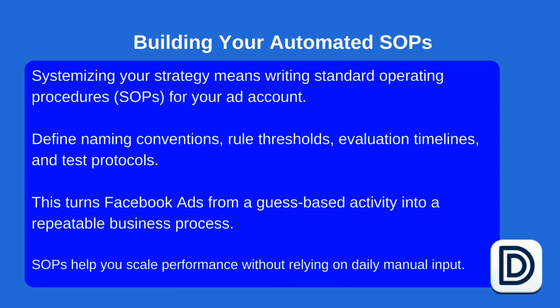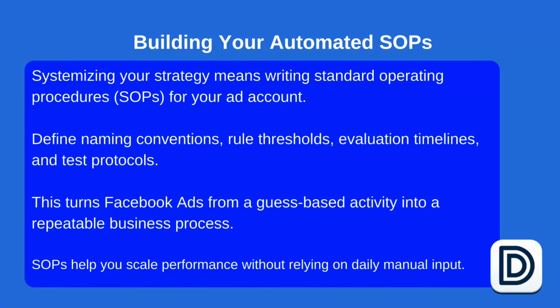So now let's talk about building your automated standard operating procedures. Systematizing your strategy means writing standard operating procedures for your account. You want to define naming conventions, rule thresholds, evaluation timelines, and test protocols. Write this down. I highly recommend pen and paper, and for brands that are not sharing an office or teams that are greater than one person, put it in an Excel spreadsheet or a Google Sheet, have it documented, have it so that everybody can see it.